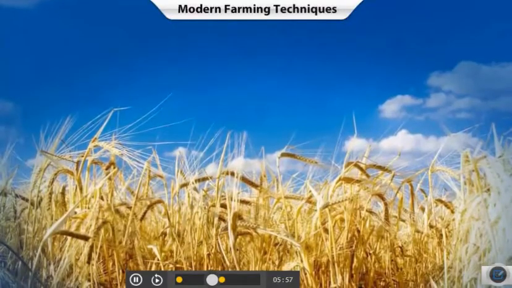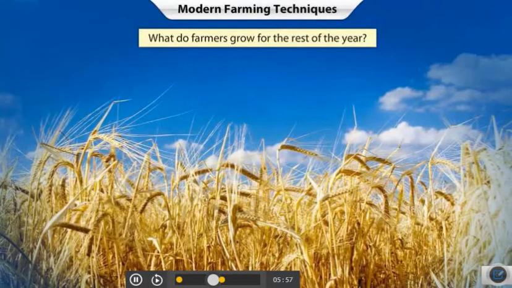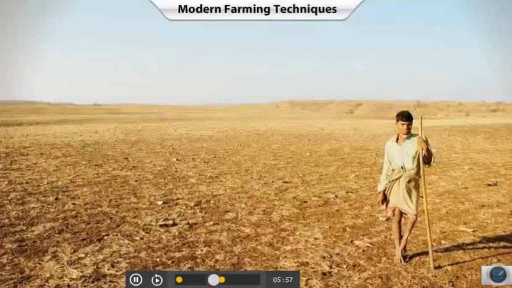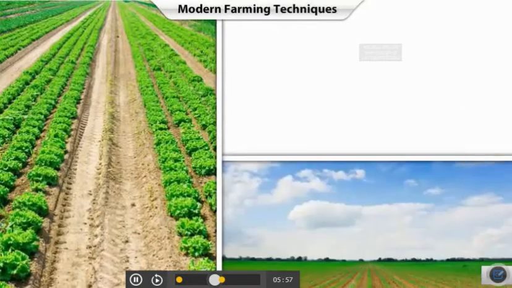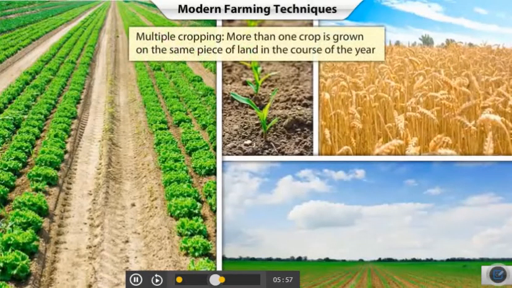I have one more question. I understand that the people of this village grow only wheat. What do they grow in the rest of the year? The land lies barren as we do not have sufficient rain to grow crops all year round. I have just given you the solution for that. Once the people adopt modern farming techniques, they can grow many crops in the course of the year.